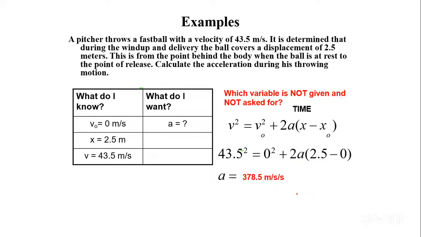Here's another example. A pitcher throws a baseball with a velocity of 43.5 meters per second. It is determined that during the wind-up and delivery, the ball covers a displacement of 2.5 meters. This is from the point behind the body when the ball is at rest to the point of release. Calculate the acceleration during its throwing motion.